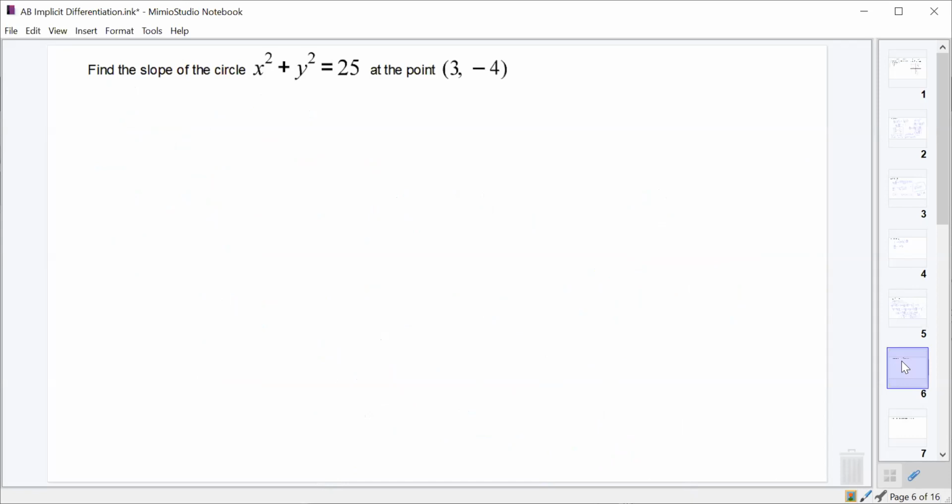All right, why don't you guys try this one out on your own? This should be a pretty easy one. And we've now got a point we want to evaluate our derivative at. So let's see if you can find the slope. It shouldn't take more than a minute or two, but I'll give you just a second here to take a look at it. So give it a try.